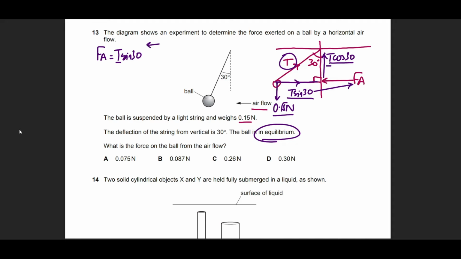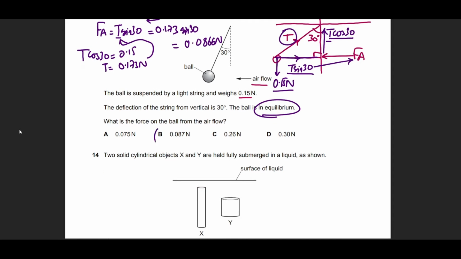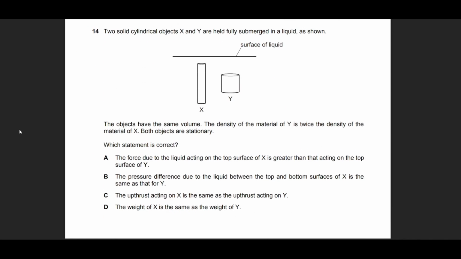This one. Okay. So first we find T cos 30 being equal to 0.15. We find T through this method and it comes out as 0.173 newtons. Then we put this T over here. This becomes 0.173 sin 30. When you calculate that, this comes out as 0.0866 newton, which is very likely and very close to option B. Right? Okay.